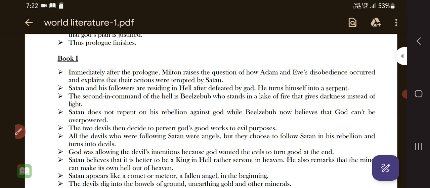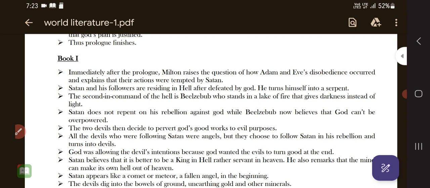Satan does not repent his rebellion against God, while Beelzebub now believes that God can't be overpowered. So Satan is the antagonist, who has a lot of anger toward God. By seeing this, Beelzebub believes that God has not been overpowered.